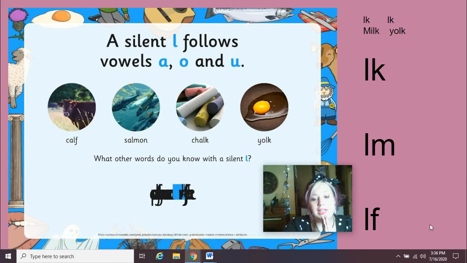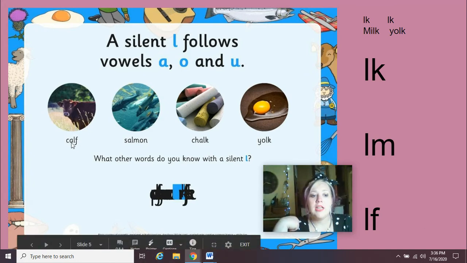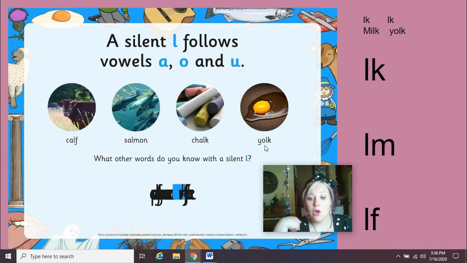Okay, so let's take a look at our first ones here. This one does have a rule for us to remember. We're looking at that silent L. Silent L follows vowels A, O, and U. And when that happens, the L is silent. So we have words like calf, salmon, chalk, and yolk. Do you hear how we never heard the L sound in those? And when we check, I see an A, an A, an A, and an O. So it did follow our rule that it is silent.